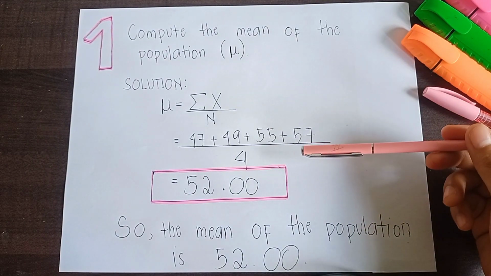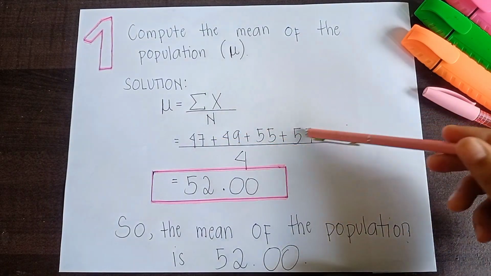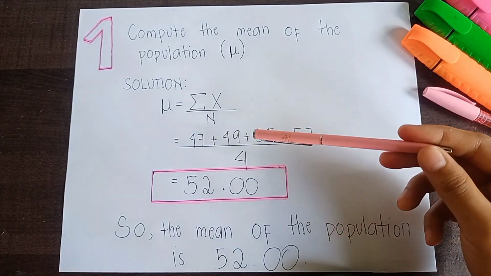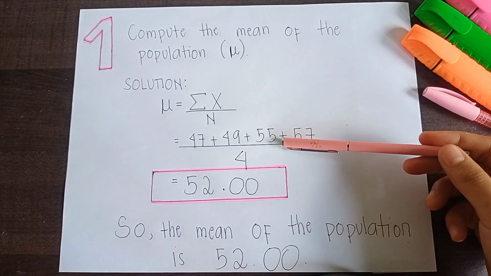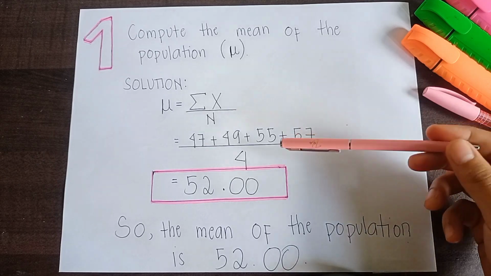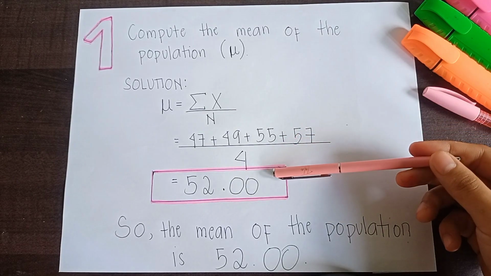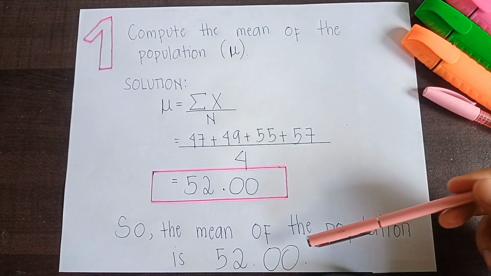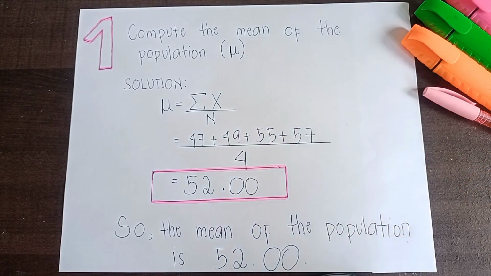What we are going to do is add these and then divide by 4. So, 47 plus 49 plus 55 plus 57 equals 208, divided by 4 equals 52. So, the mean of the population is 52.